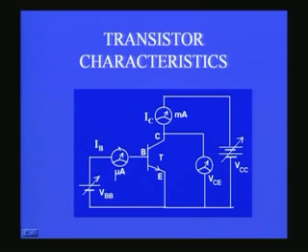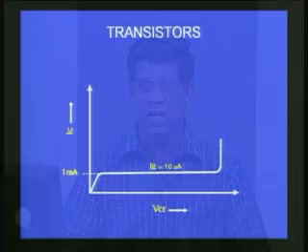So, just by keeping IB constant, you vary the VCC voltage from 0 to some fixed value, for example 10 volts or 15 volts in steps of 0.5 volts, and record for every step what is the collector current IC, and plot a graph between VCE and IC. That is what I want to show you in the next graph.